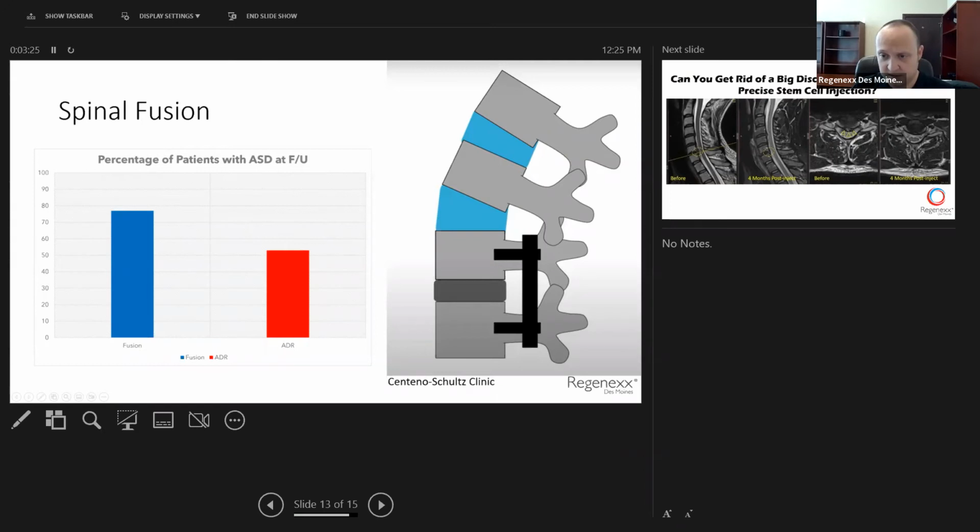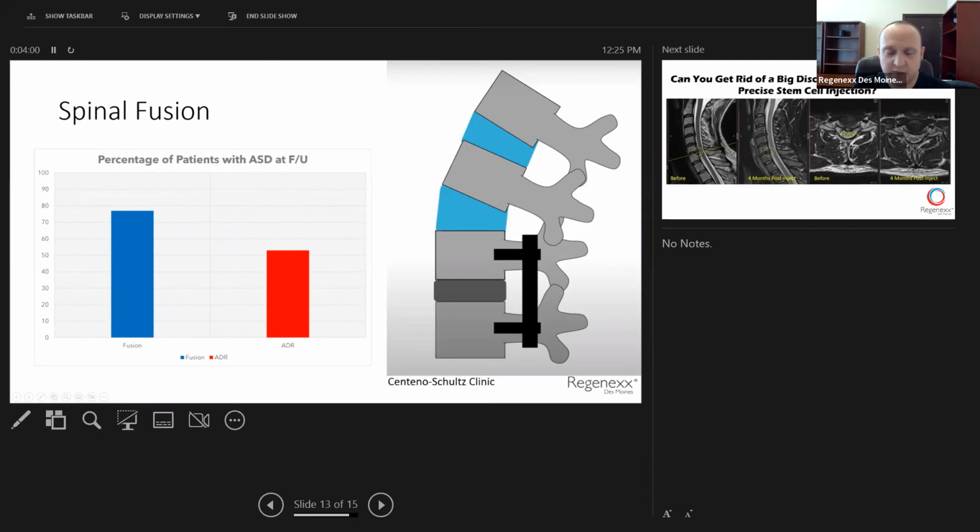And that's really what starts this development of adjacent segment disease, which is overloading the disc and overloading the joints on the back. When we look at the percentage of patients that develop this with fusion as well as artificial disc replacement, you're seeing almost 80%. I think 78% is the actual data of patients that have fusion who will develop adjacent segment disease. And if you look at artificial disc replacement, it's still 1 in 2. It's just over 50%.